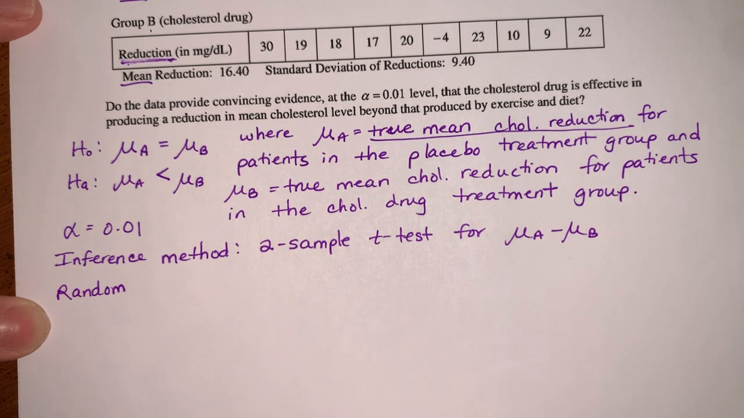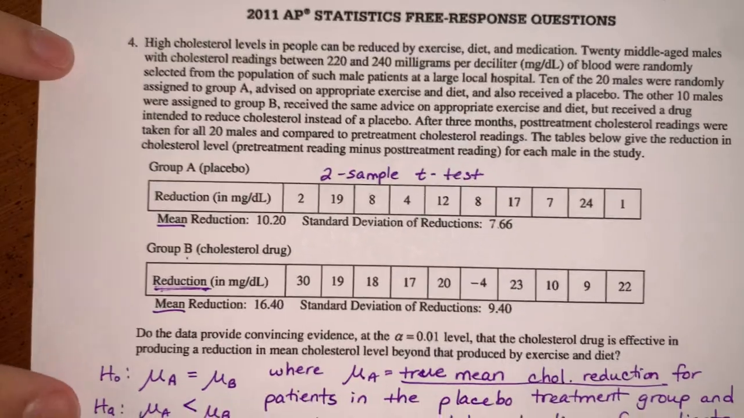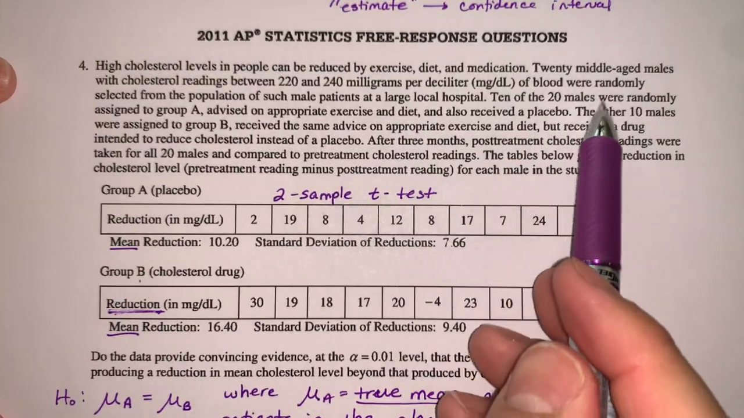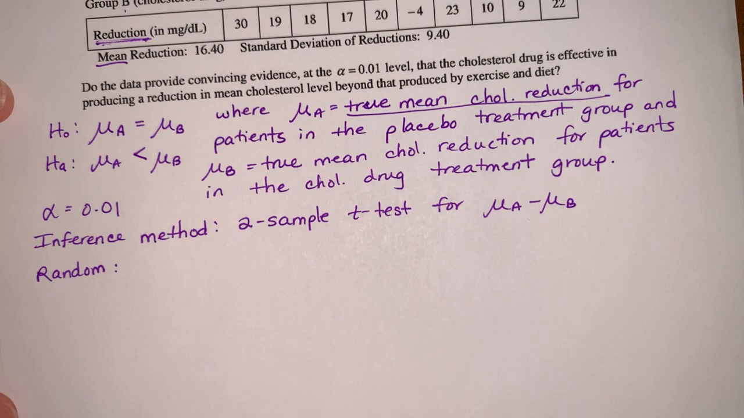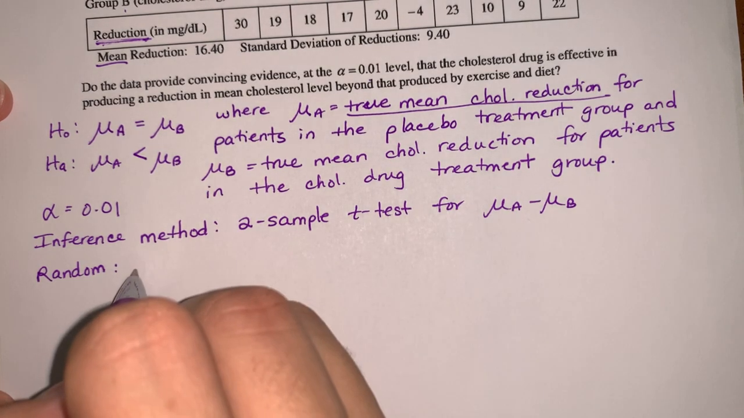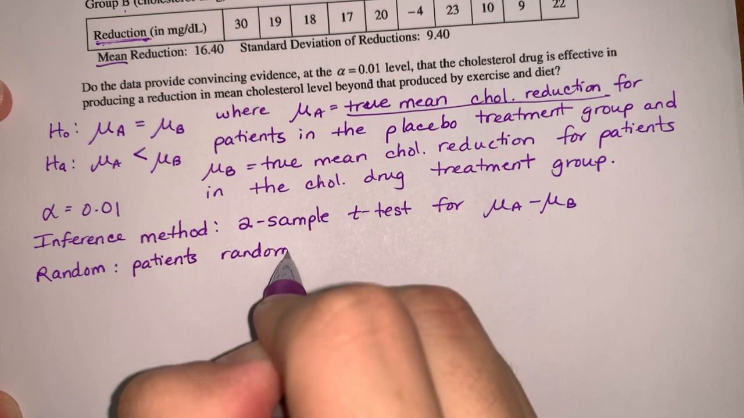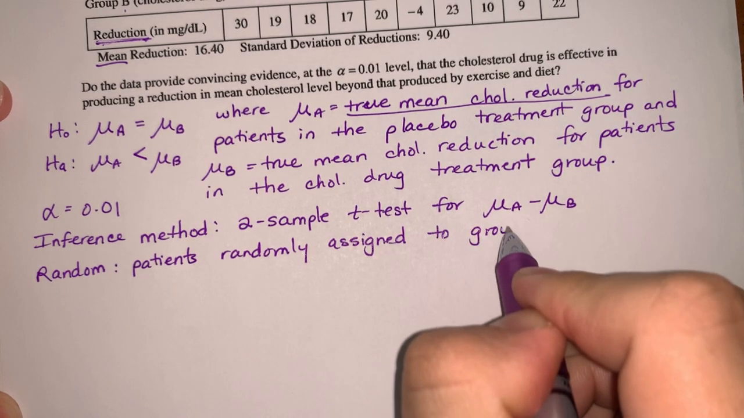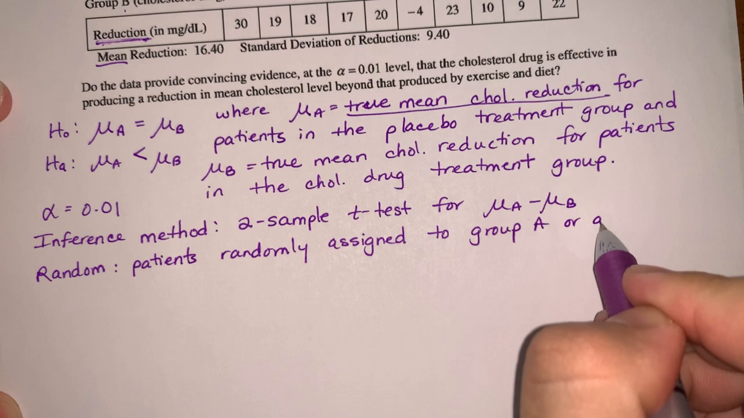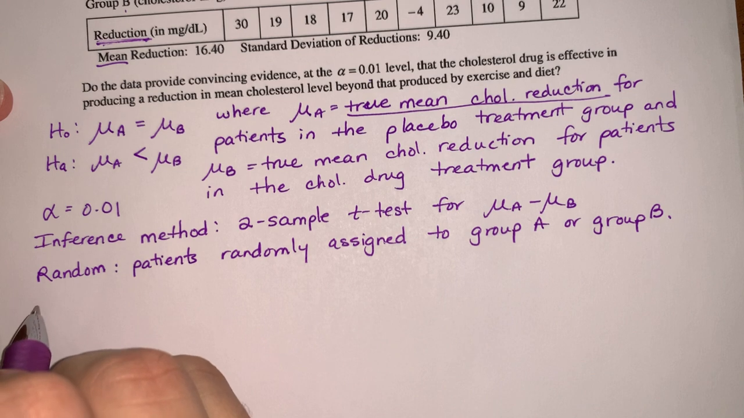Okay, random. Is there any element of randomness in here, whether it was a random sample or random treatment assignment? Let's see, does it say that? No, we're randomly assigned to group A, and I'm assuming the same for group B. So I'm just going to go ahead and say that the patients were randomly assigned to group A or B. Okay, as long as you acknowledge it, you're good to go.